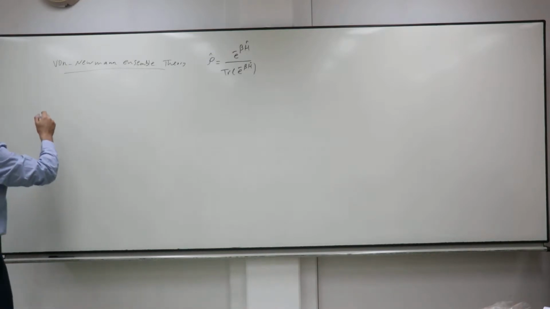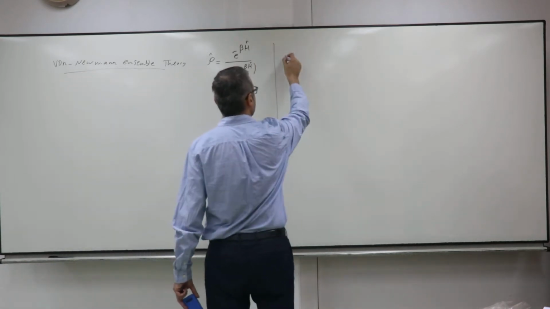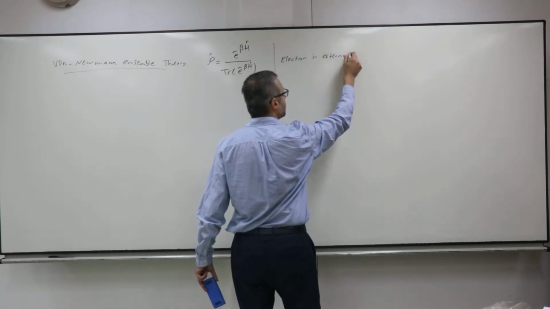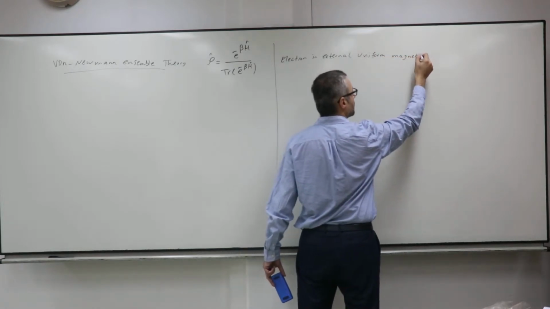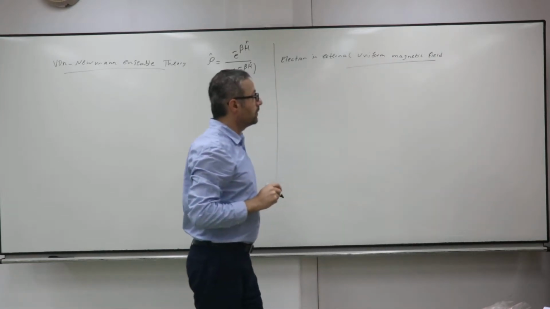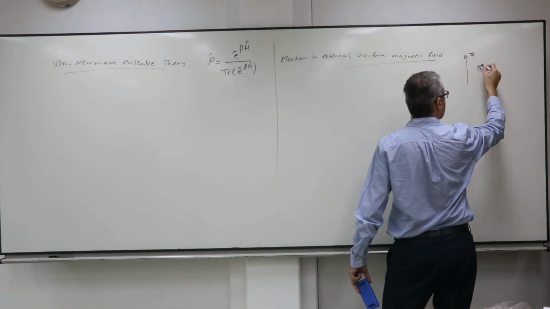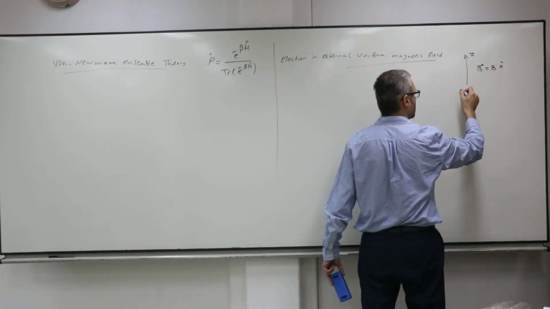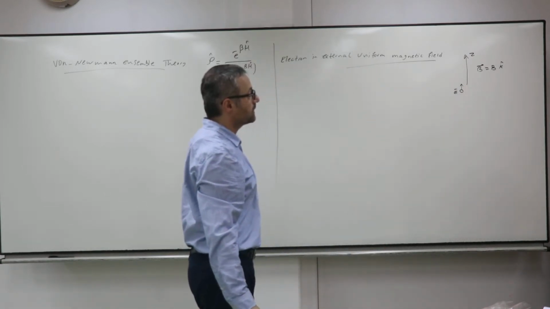The first example I will start to talk about is the electron in an external uniform magnetic field. So we consider a magnetic field in the z direction. So B is B zero, and we just send one electron as a particle inside this external magnetic field.